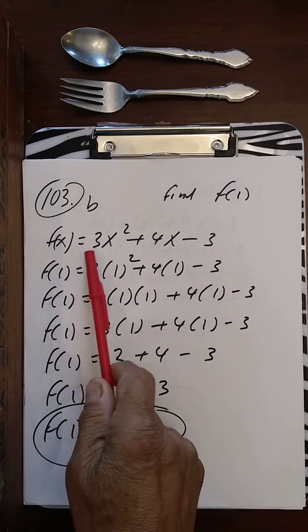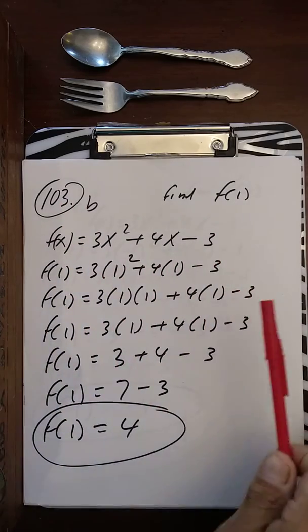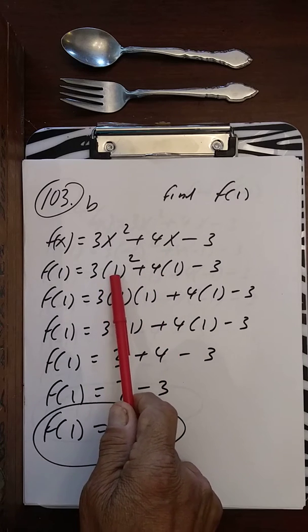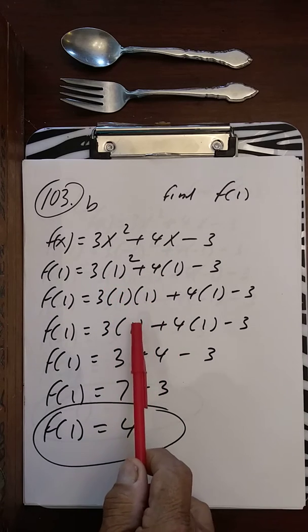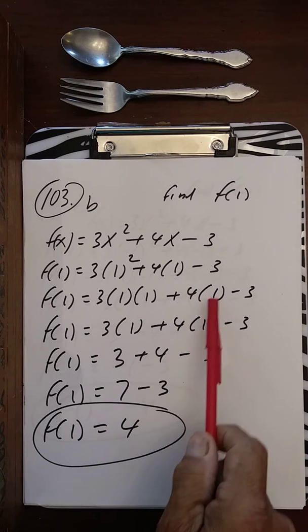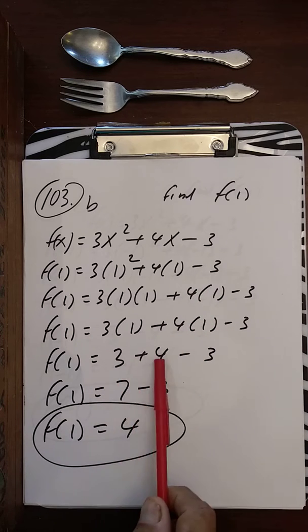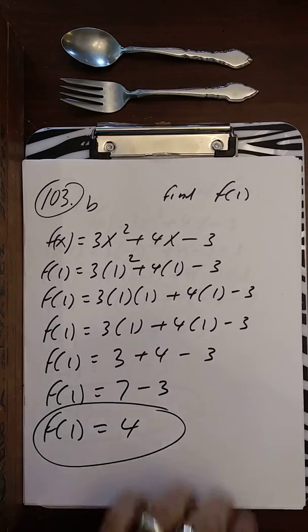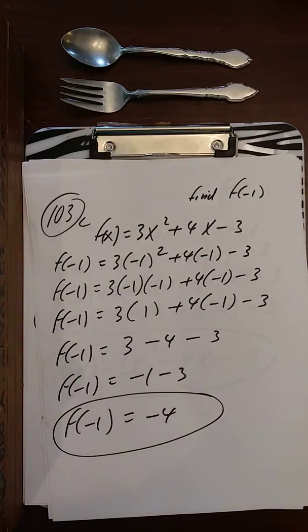103b, f of x is this, find f of 1. So f of 1: 1 goes there, 1 goes there. 1 times 1 is 1, 1 times 3 is 3, 4 times 1 is 4, 3 plus 4 is 7, and bring the minus 3 down, 7 minus 3 is 4. Okay, next one.